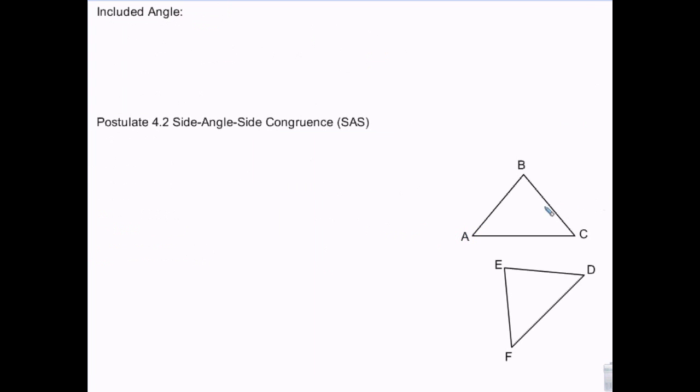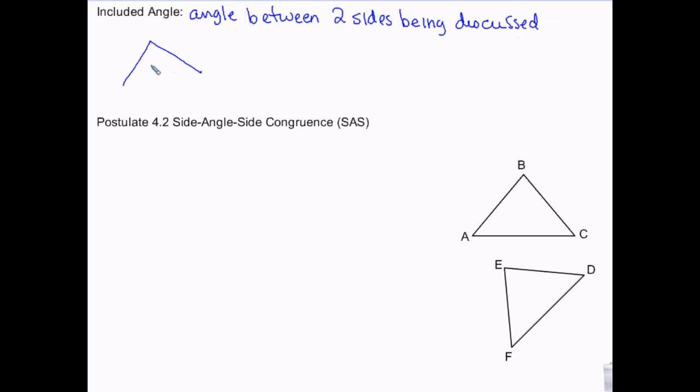When we're talking about side angle side, we're talking about an included angle, and the included angle is the angle between two sides. So if I have a side and I have another side, this is the included angle in between.